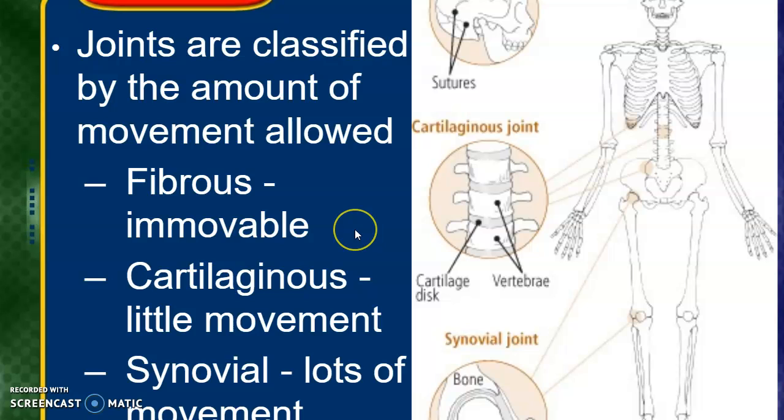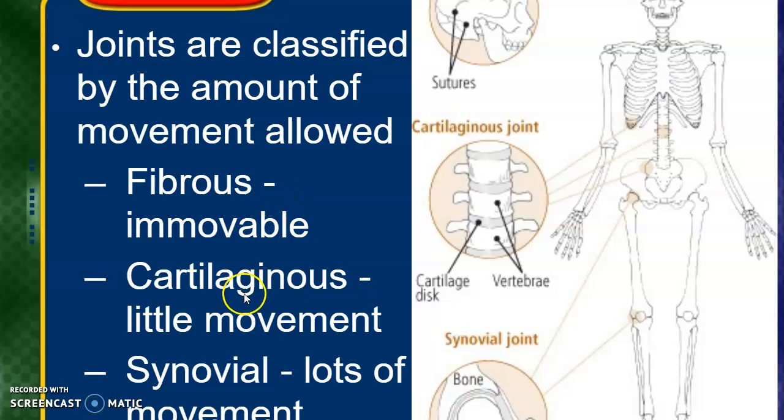Now, let's talk a little bit more specifically about joints. There are three main kinds based on how much movement they allow. There are joints that are called fibrous joints. They are immovable. Those are found in your cranium, and they are called sutures. There are many bones in your cranium. They are joined together by sutures, or fibrous joints, that do not move at all.